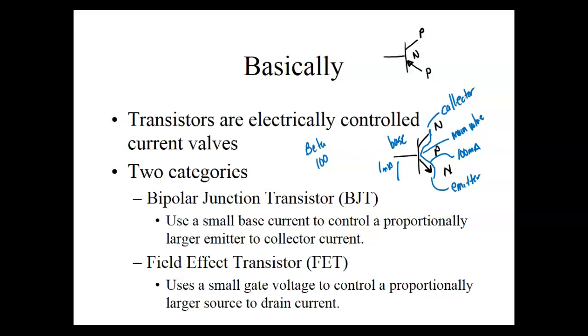That makes sense? Everybody okay so far? Okay. So what we do with bipolar transistors is we can control the flow between the emitter and the collector with how much current we put into the base.